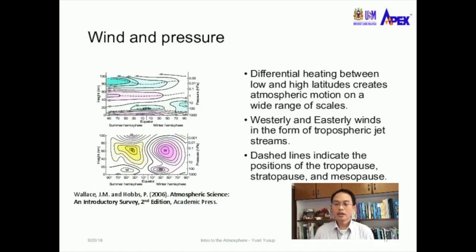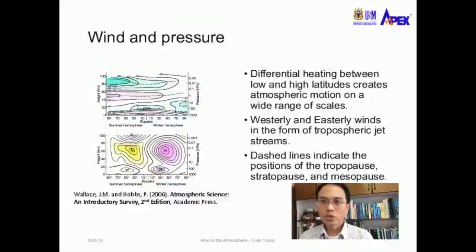Differential heating between the low and high latitudes, that means from the northern hemisphere to the equator or from the southern hemisphere to the equator, creates atmospheric motion on a wide range of scales. That means from the very large scale to the small scale. Let's look at the figure on the left.